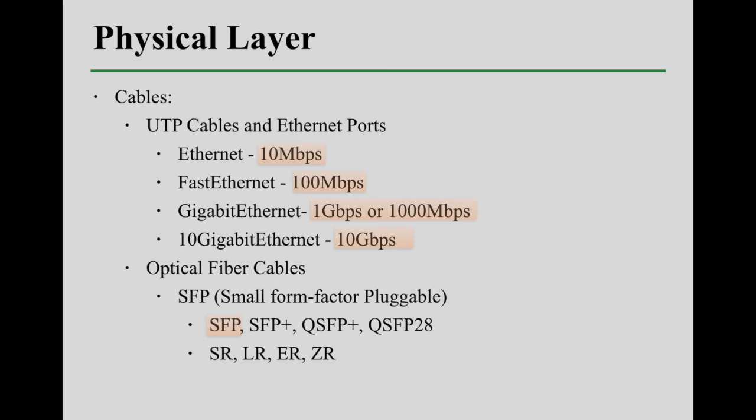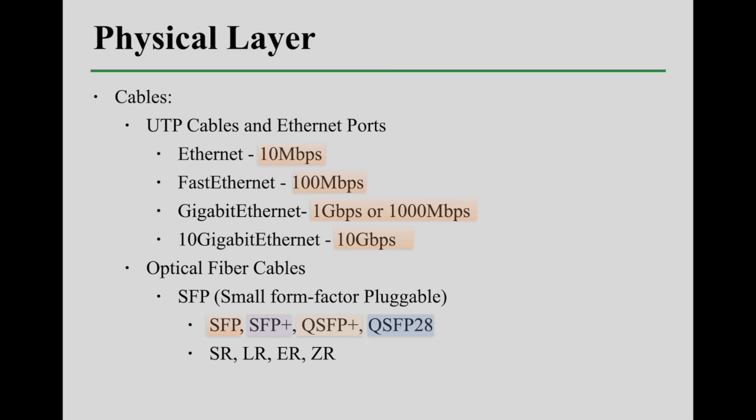The SFP standard can support up to 1 gigabit per second transmission capacity, whereas the SFP Plus standard supports up to 10 gigabits per second. Also, QSFP Plus supports up to 40 gigabits per second and QSFP28 supports up to 100 gigabits per second. Next, we can see the SFP standards with the distance covered by each type of SFP.